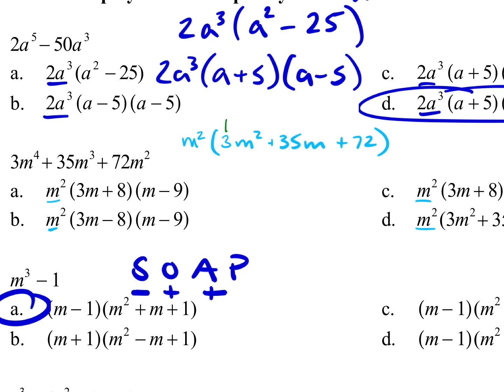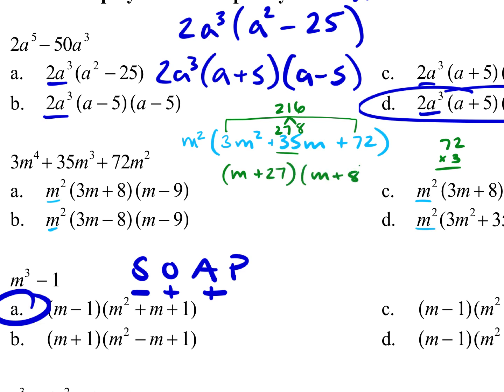Multiply the first times last. So 3 times 72, you guys will have your calculator for the final, so you could put it in the calculator. 3 times 72 is 216. And then we want to see what are 2 factors of 216 that add to 35? 27 and 8. Awesome. So here we have m plus 27 and m plus 8.